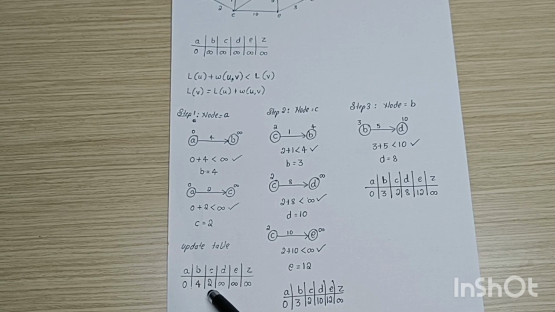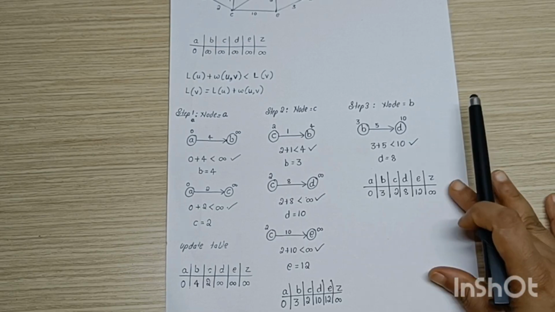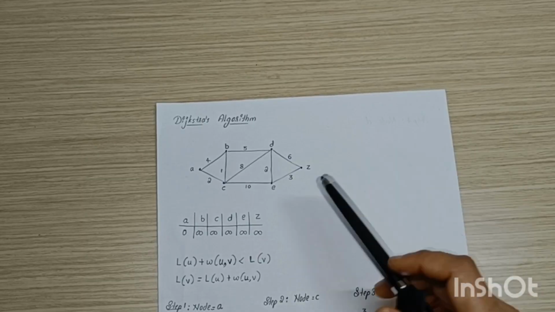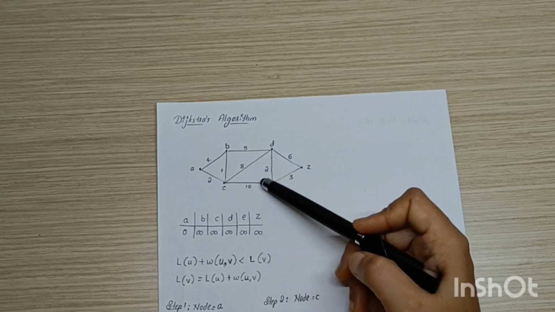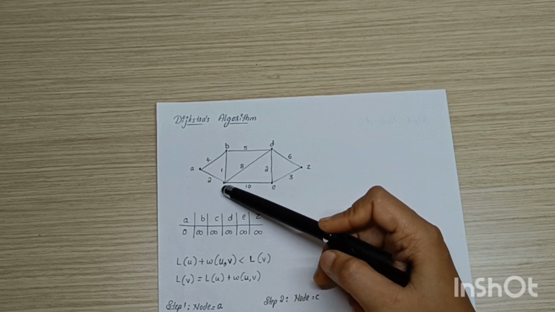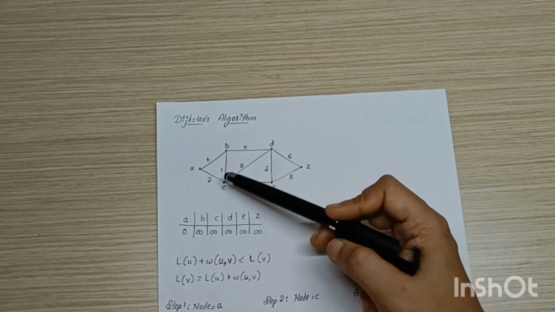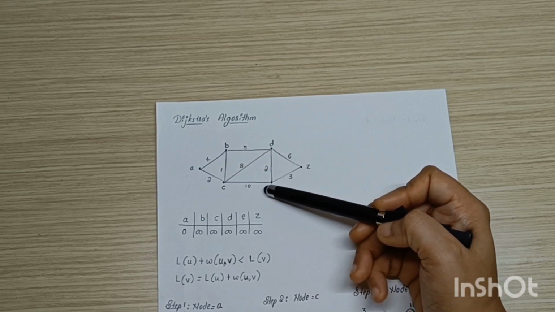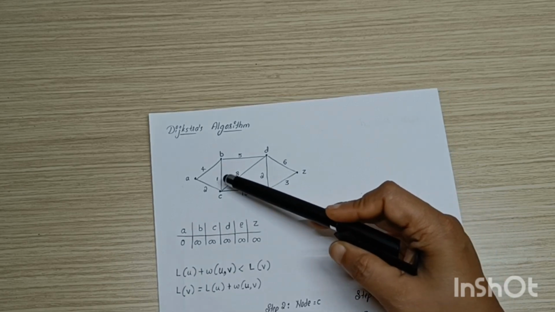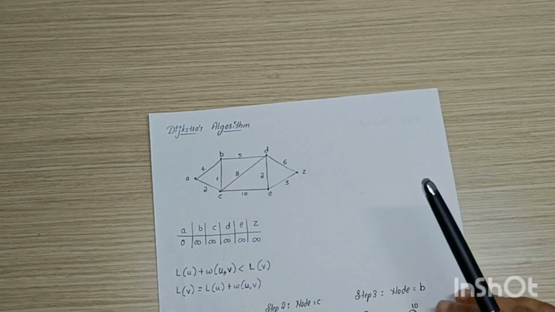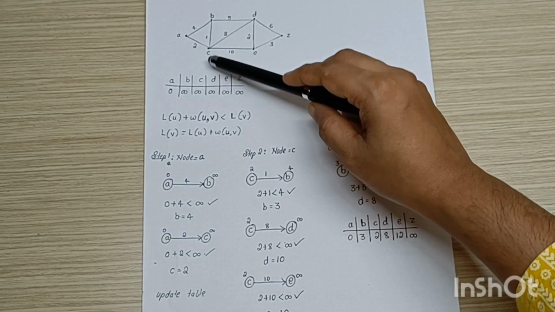Now in step 2, consider the node C. In the graph you can see that there are three edges. You should not go backward now. So you see A to B, C to D and C to E. So you totally have three edges. Now in step 2 we are going to solve all these three edges. Let us first consider C to B.